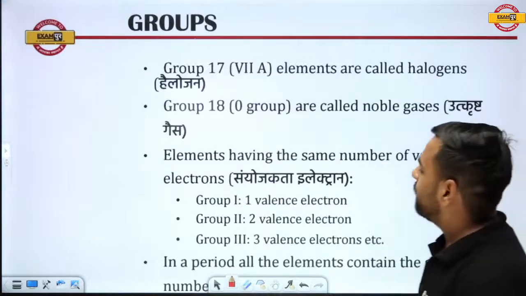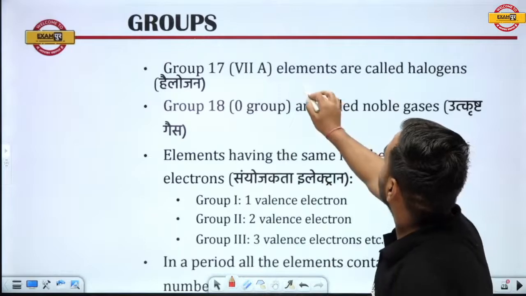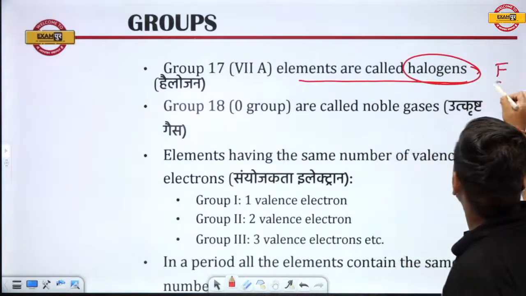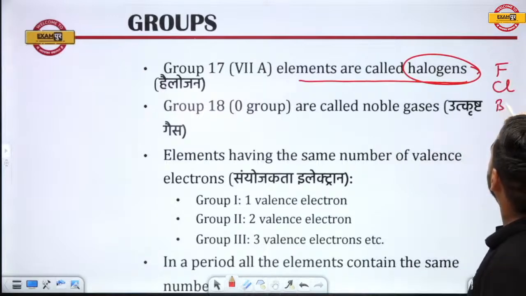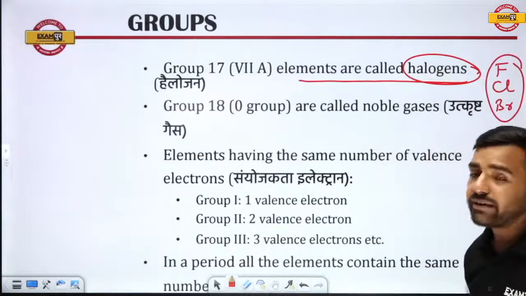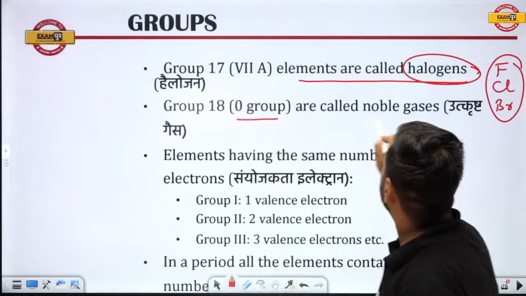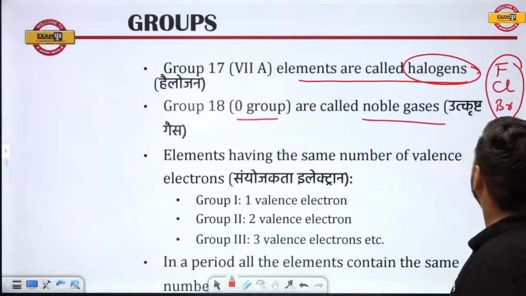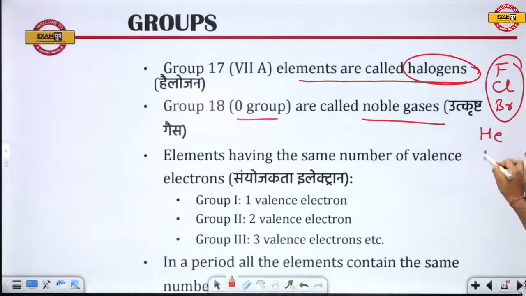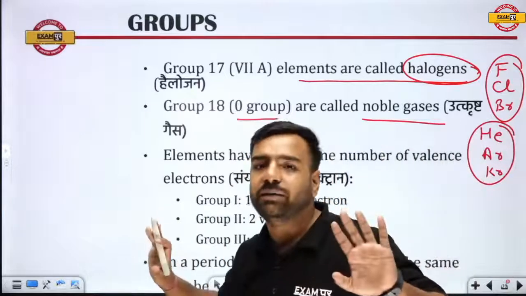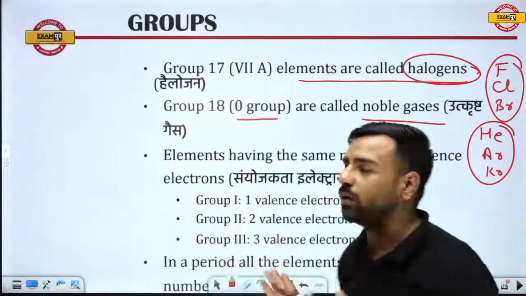Then talking about 7A. These are the elements which are known as halogens. Remember, it is actually part of the 17th group, or we can say 7A. Then talk about group 18, the zero group. They are called noble gases. Remember what was there? Helium. Then we can talk about argon, krypton. These are actually noble gases where their outermost shell is already complete. They need not do any kind of bonding and all.